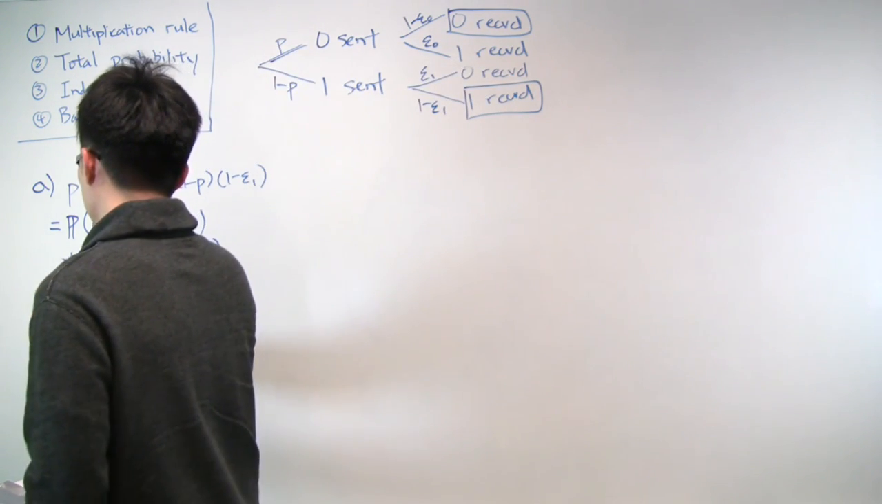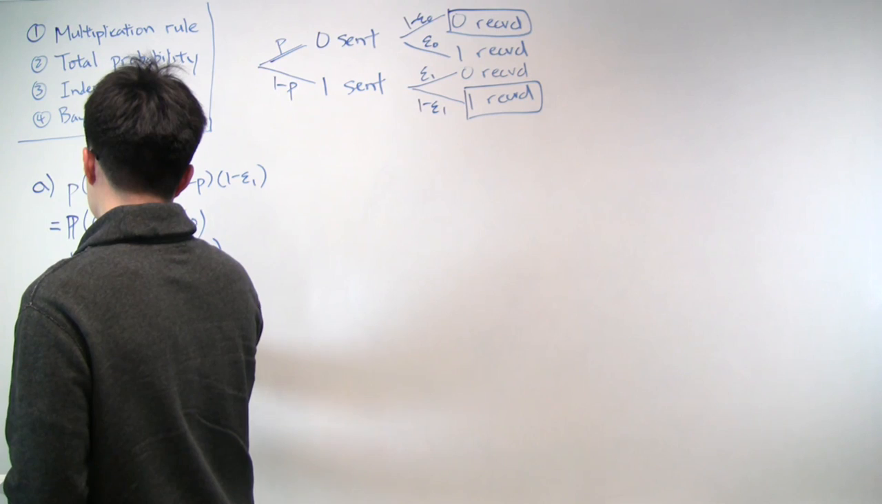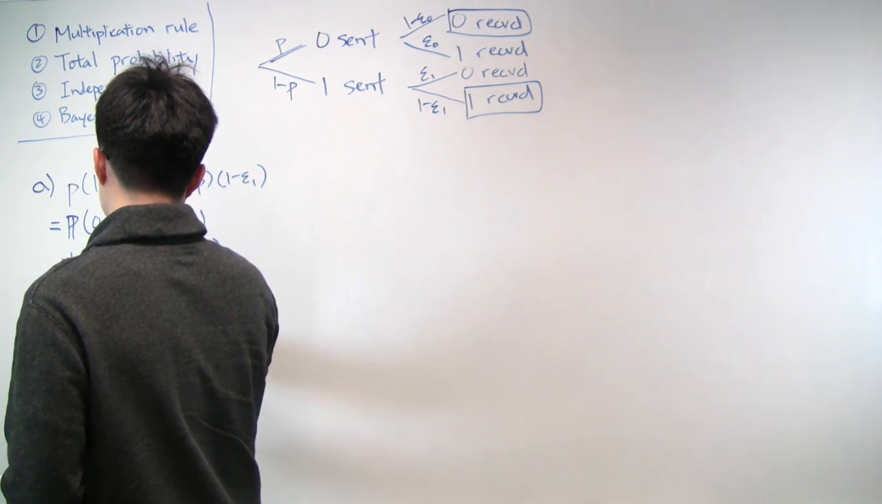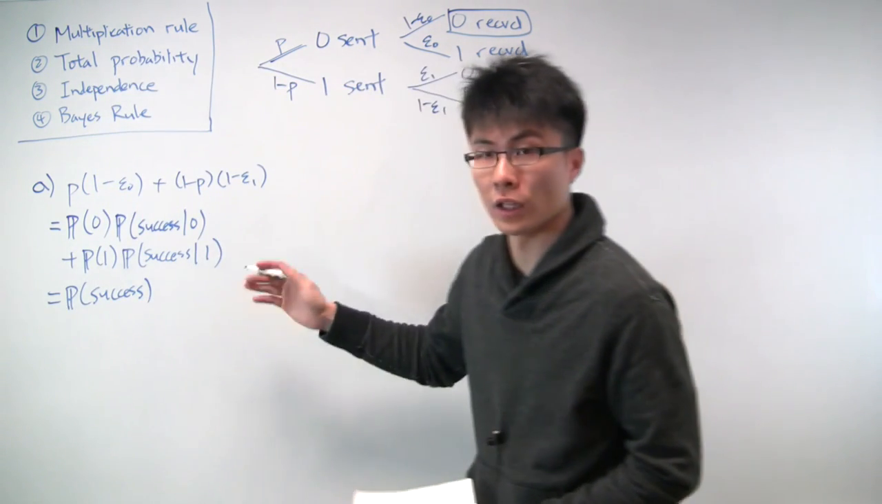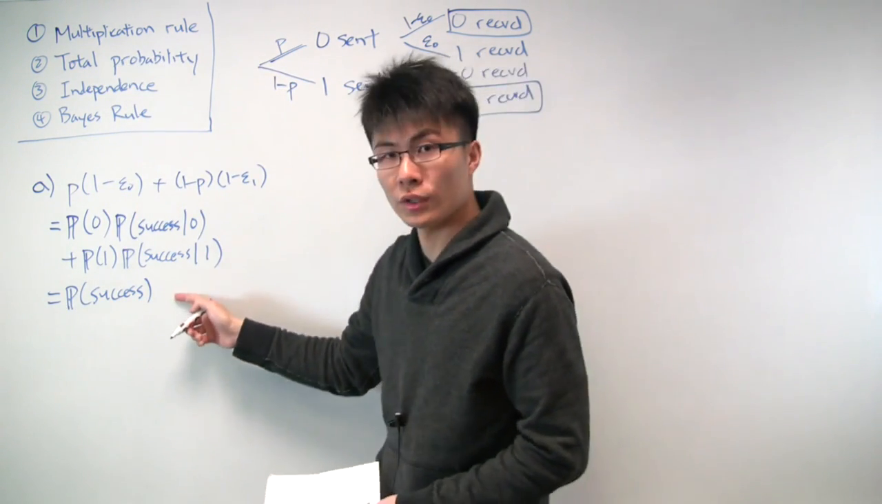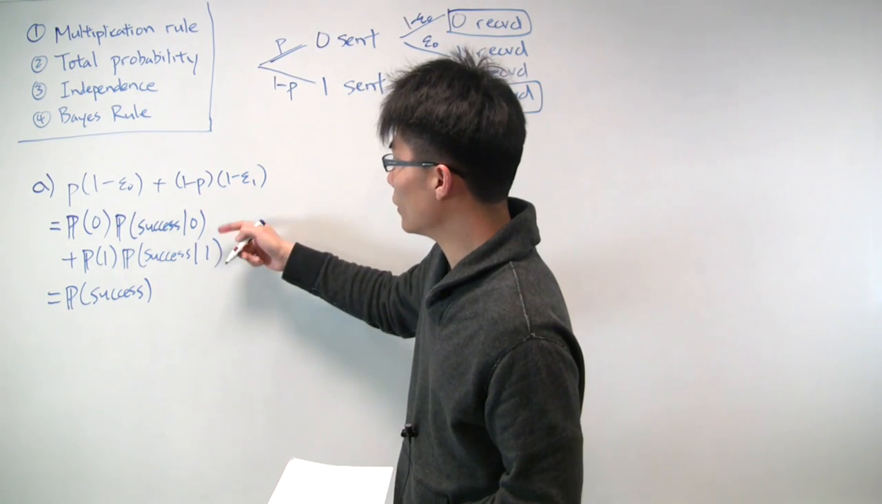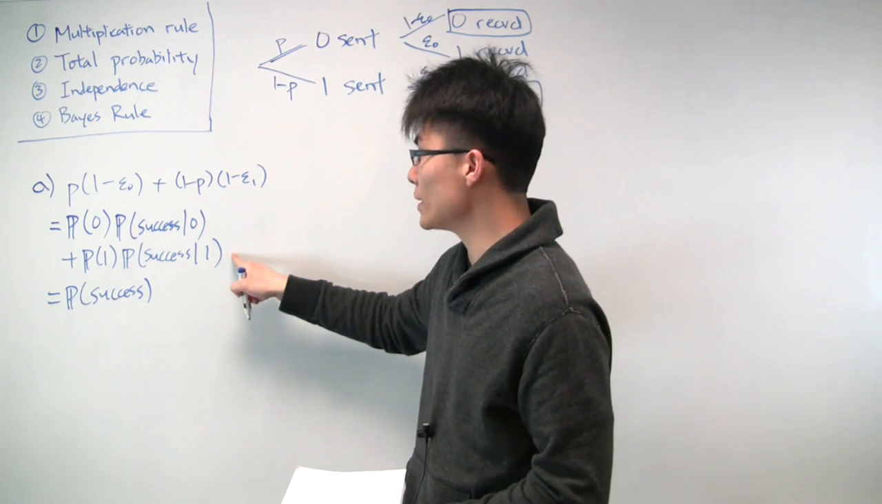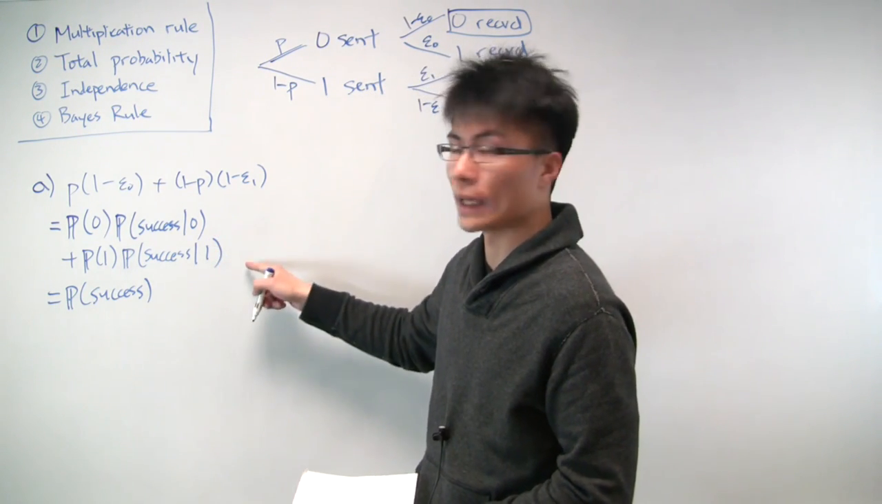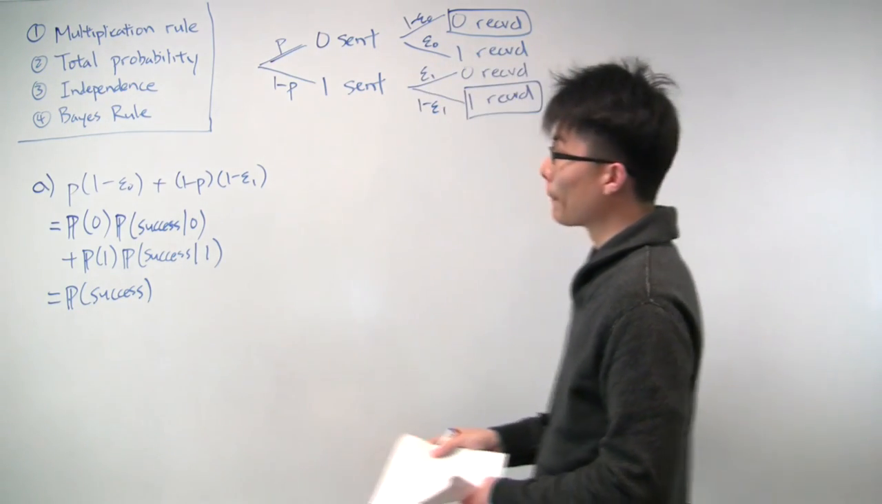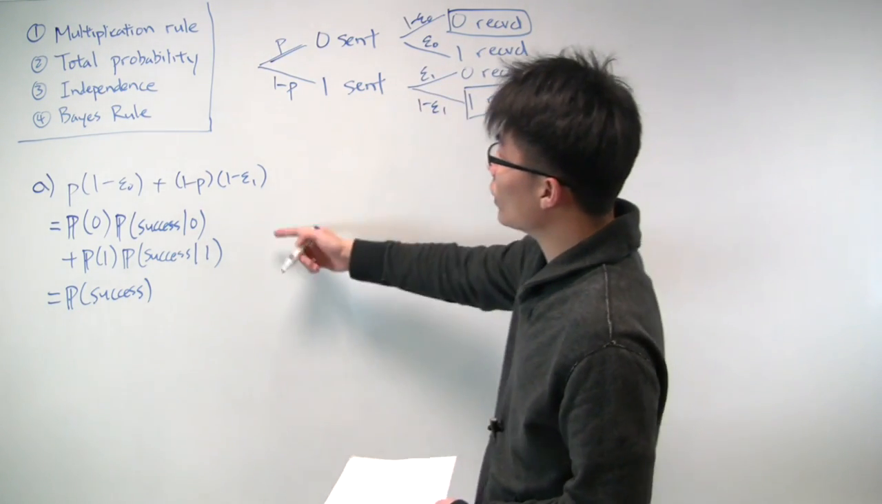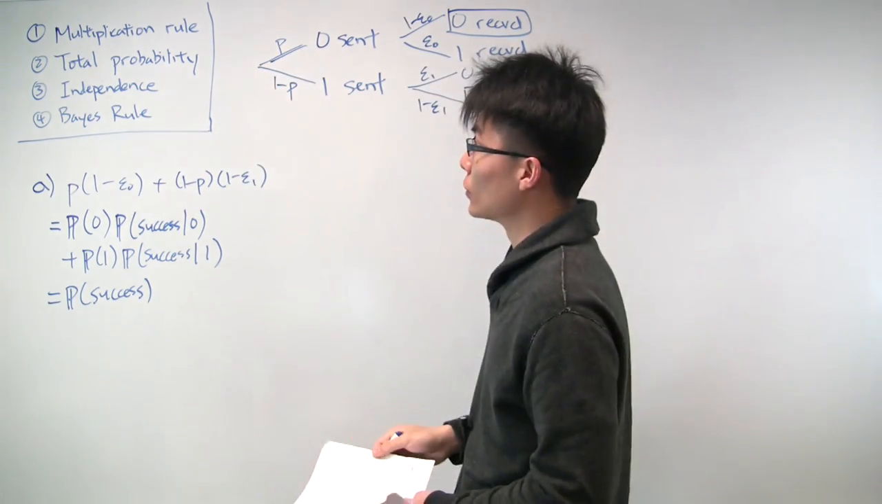And this is just an example of applying the law of total probability, where we partitioned into the two cases of a 0 being sent and a 1 being sent, and calculated the probabilities for each of those two cases and added those up. Okay, so that's kind of a review of the multiplication rule and the law of total probability.